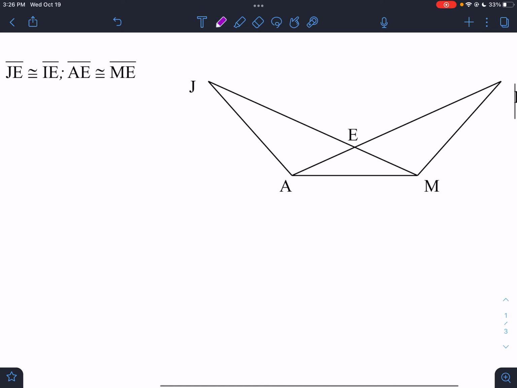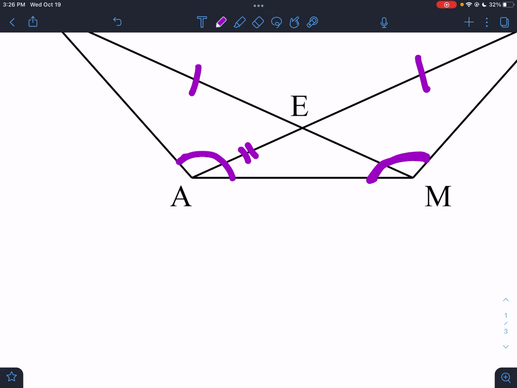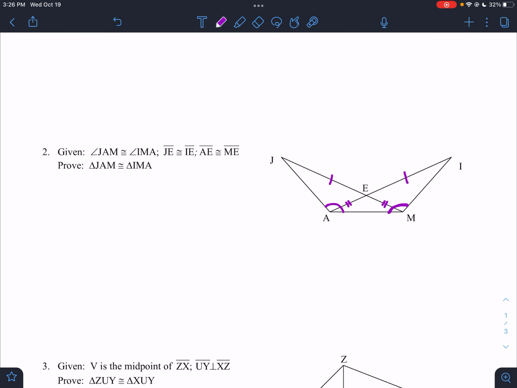So here they tell us that angle JAM is congruent to angle IMA. They tell us JE is congruent to IE, and AE is congruent to EM. So that's all given to us. We do not have to write about that. That's all technically in my dash there.